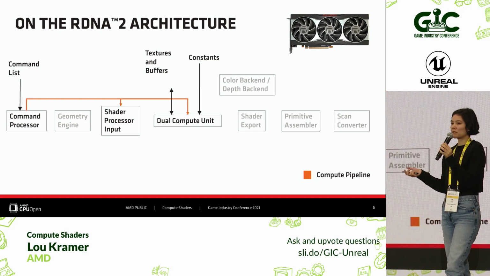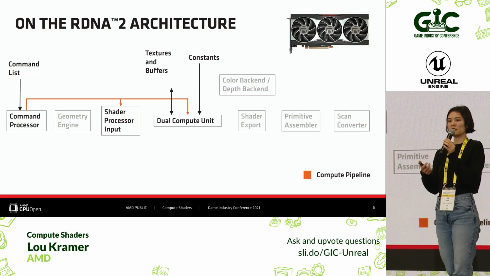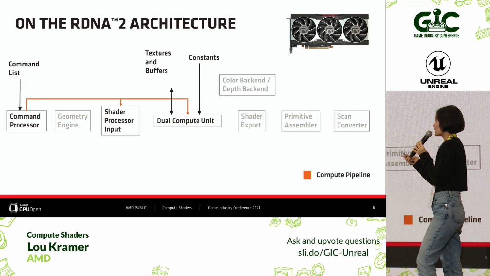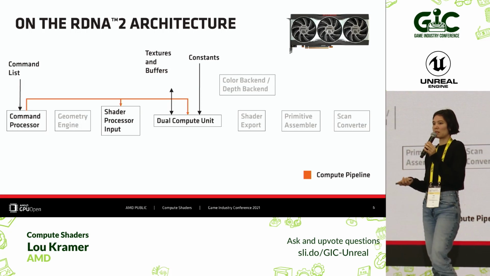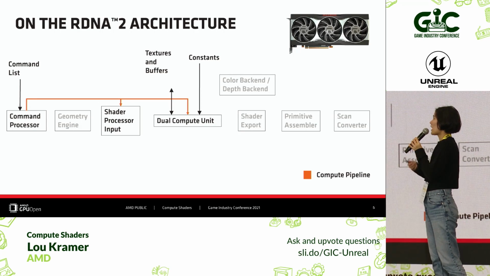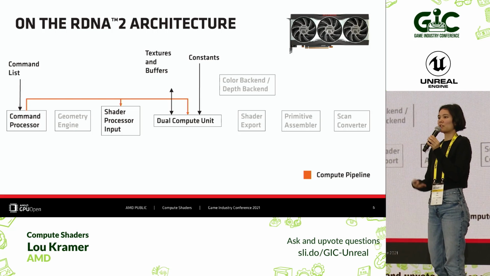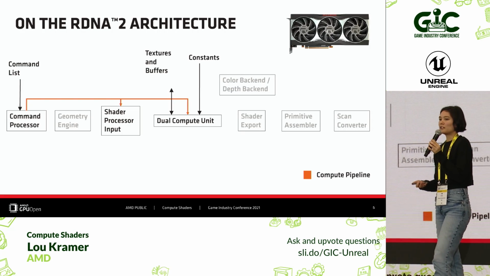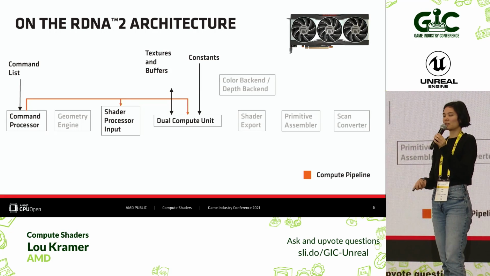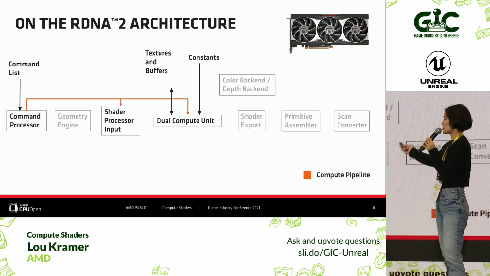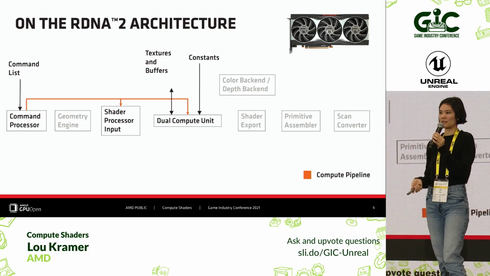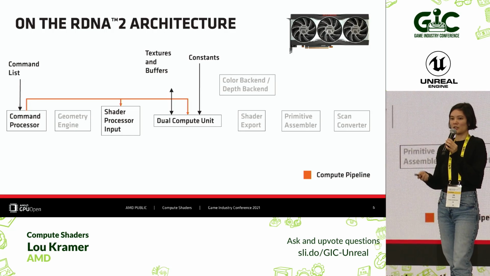The dual compute unit is the unit where all the computation is happening. For compute shaders, what's important is that all the inputs and outputs are provided via resources, so textures and buffers. The output is also provided by textures and buffers, so you have writable resources. While if you use the graphics pipeline, for example a pixel shader, you usually have render targets, and then the outputs get exported via the shader export and end up in the color and depth backend. That's a big difference, and I will talk about this a bit at the end of this talk.